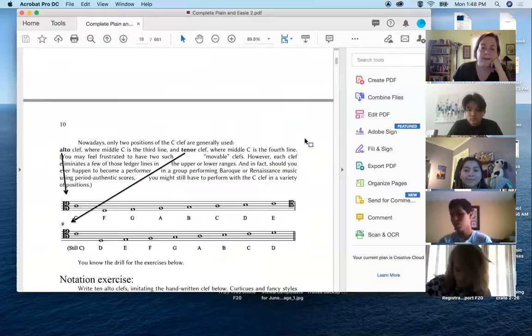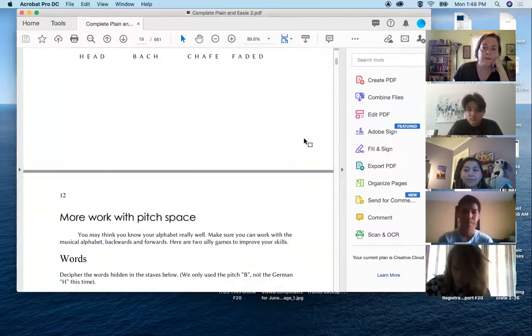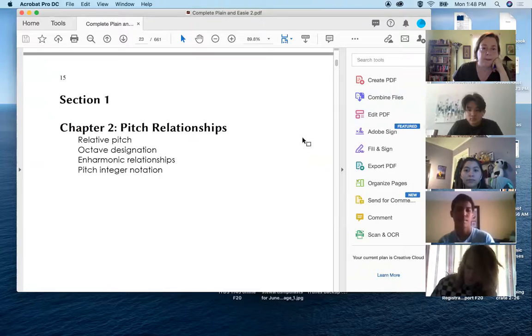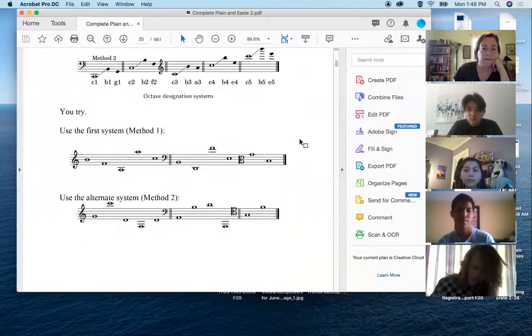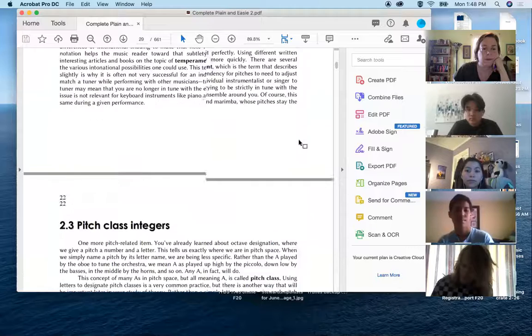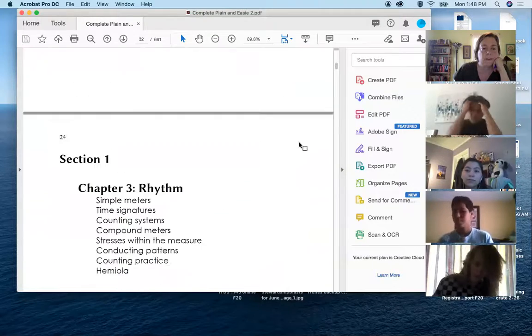Okay, I'm going to turn now to the time signature chapter. Oh, where is it? Sorry, scrolling. So much easier to turn the book.